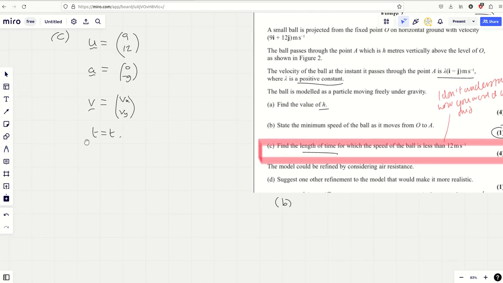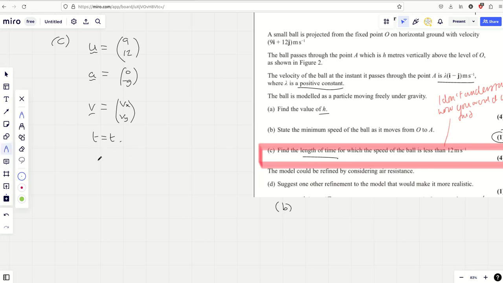I don't need to worry about H till here. What I'm going to point out is that speed is Vx squared plus Vy squared, square rooted. And here V equals U plus AT. So instead of writing V as Vx and Vy, let me write it as U, 9, plus AT, plus 0 times T. Well, that's just going to be 9. In other words, the velocity is always 9 in the x direction. I said that earlier as well, didn't I? In the y direction, it's going to be 12 minus gt.